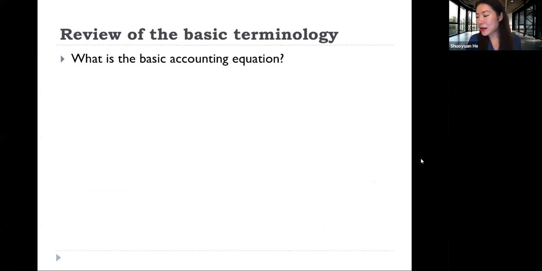And then what is the basic accounting equation? This you should learn in your introduction to accounting class. What is the basic accounting equation? The basic accounting equation is basically assets equals liabilities plus shareholders' equity.